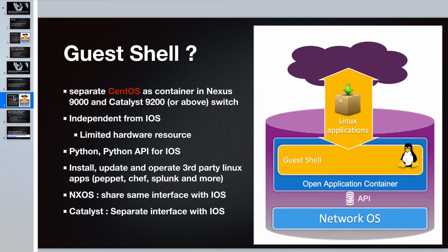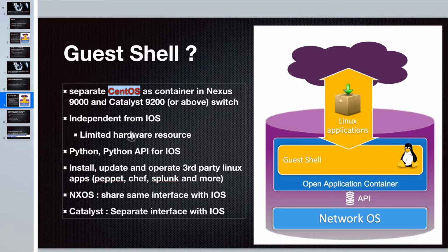The guest shell is very simple. It's a separate Linux, actually a CentOS container, on Catalyst and Nexus. On all Nexus 9000 and above, and Catalyst 9200, the separate CentOS is there. It's independent from the IOS, so even though the CentOS guest shell is broken, the IOS and the switching are no problem.